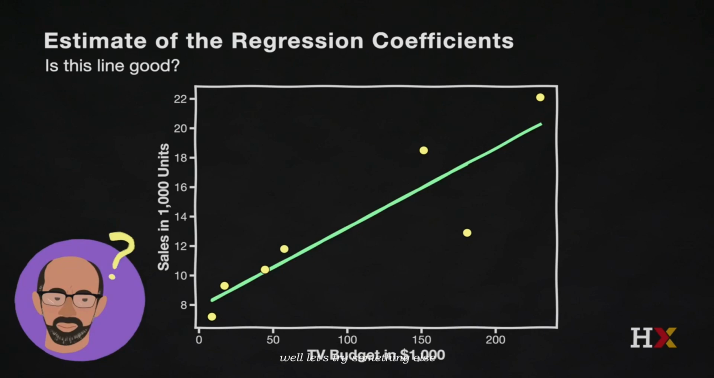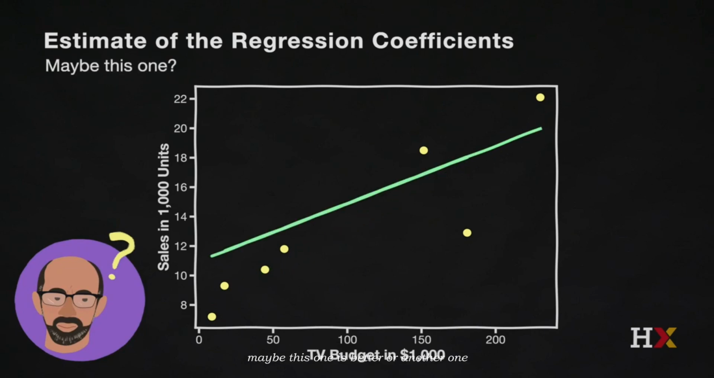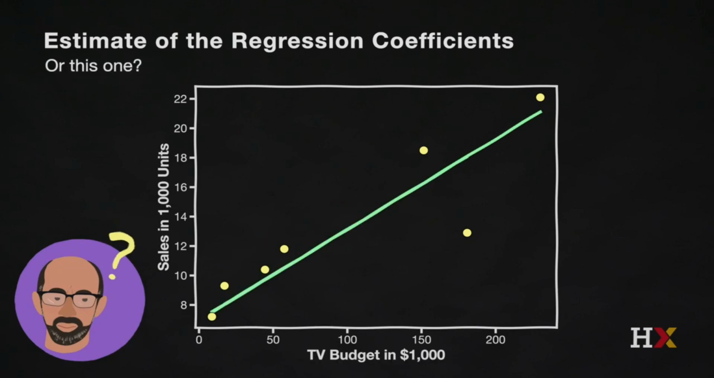Well, let's start with some data. And now let's try one beta 0 and beta 1, one intercept, one slope. We get one line. Is that good enough? Well, let's try something else. Maybe this one is better, or another one. To decide which one of these models is the best, we can do the same we did with the KNN.